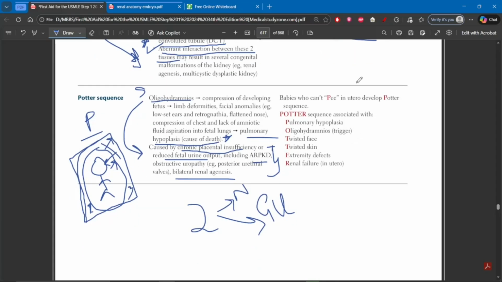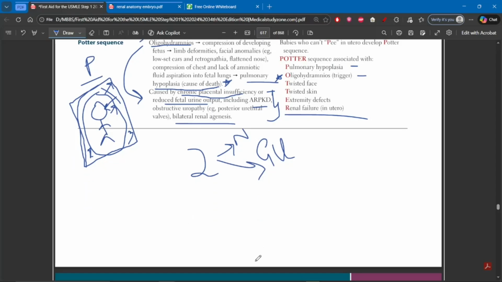Potter sequence in itself is a mnemonic. Pulmonary hypoplasia, oligohydramnios, which is the trigger. The trigger is oligohydramnios, right? You must remember this. Twisted face, twisted skin, extremity defects, and renal failure, which occurs in utero. So this is the pathology of Potter sequence. I hope this is clear now. It's quite easy.